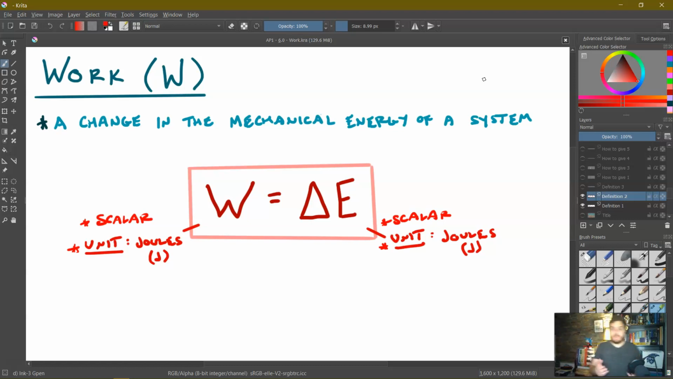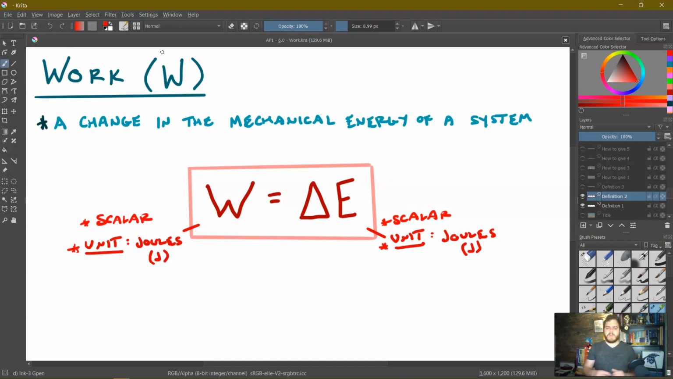Now, the units of both work and energy, you probably are familiar with, are joules, which we abbreviate with a capital J. And something else that's really important to note now is that both energy and work are scalars. So energy has no direction. It's just a scalar quantity. And since work is a change in energy, it also has no direction and is therefore also a scalar quantity. Not vectors, just scalars.